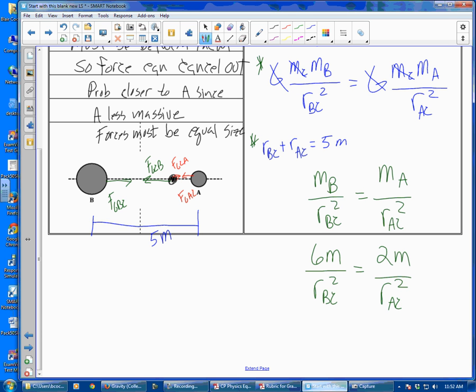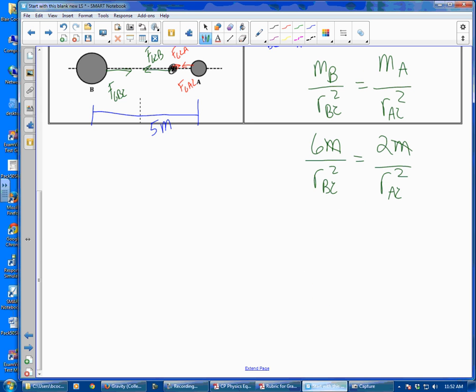Perfect answer, yeah. 500 centimeters is 5 meters. Remember, I always want to work in the base units. So I can get rid of the m's here. And I hate fractions, so I'm going to make this not a fraction. I'm going to do a little cross multiplication here: 6 times RAC squared equals 2 times RBC squared. Yes?